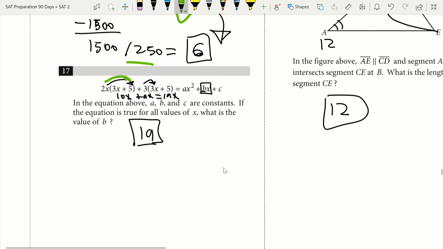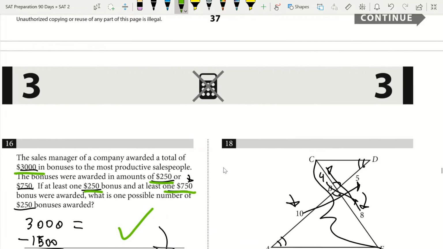Number 17. Asked to solve for b. I got 2x multiplied by 5. That's going to give me 10x. Then I've got 3 times 3x. That's going to give me 9x. 10x, 9x. That's going to be 19, which means 19 is my correct answer there. That's checked.